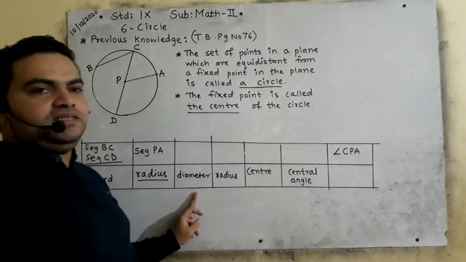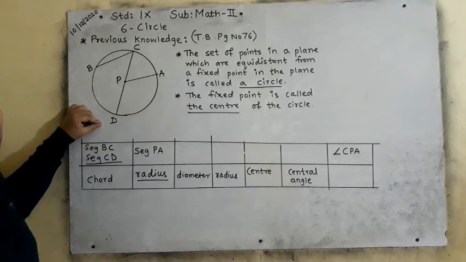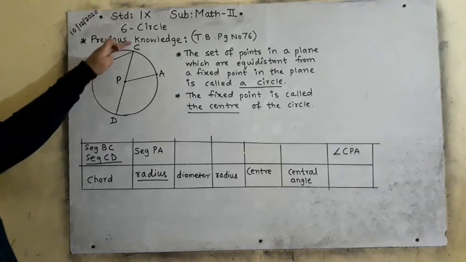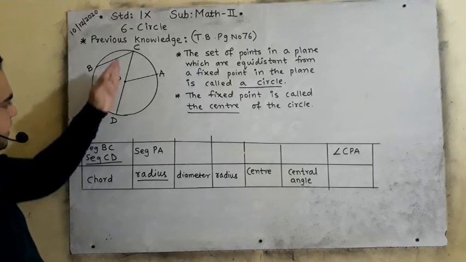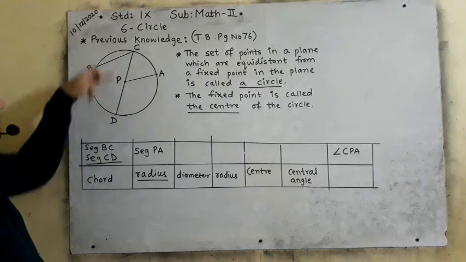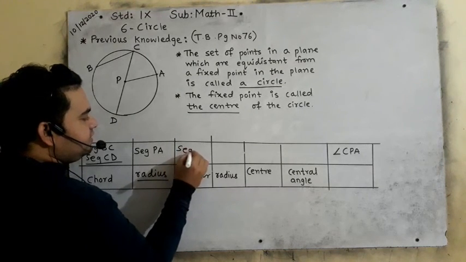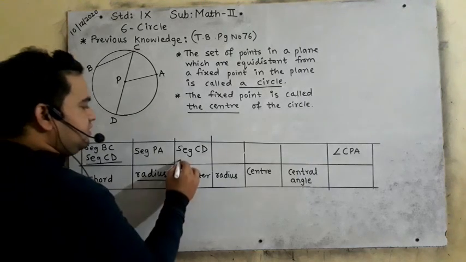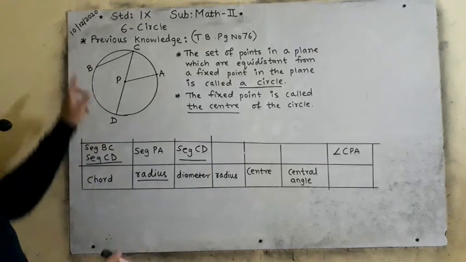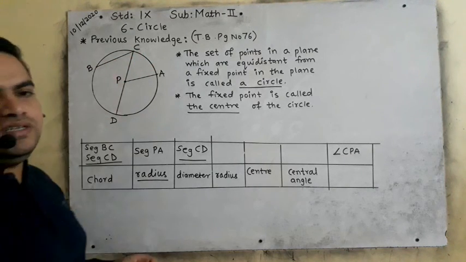Now see diameter. A segment which is the longest chord and passes through the center. Can you see CD is the longest chord and that chord is passing through the center. So that is why segment CD is the diameter. You will write segment CD is a diameter of the circle. Is it clear? Is segment BC a diameter? No, because segment BC is not passing through the center.